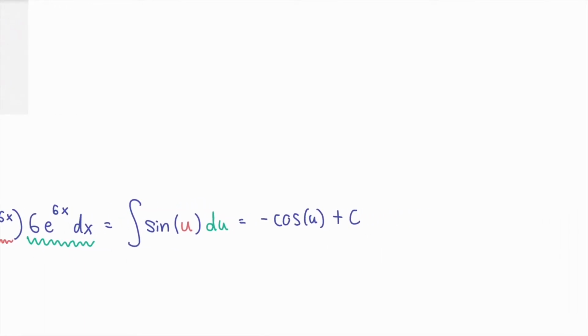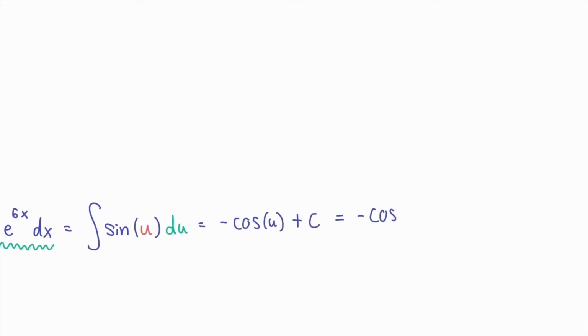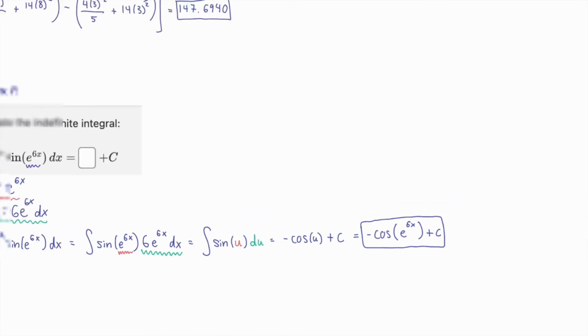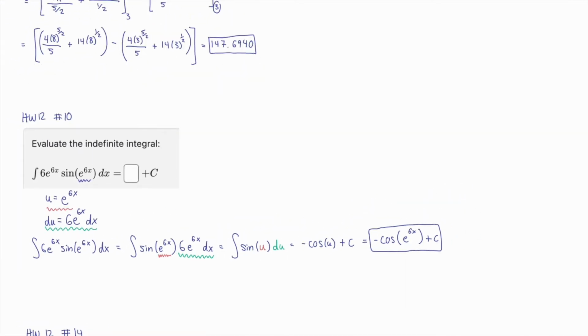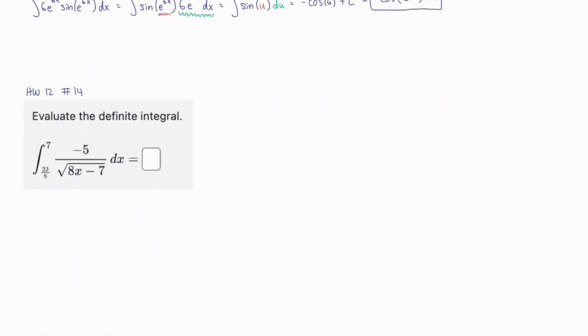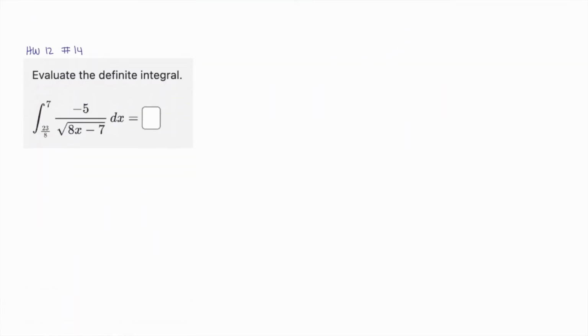And now our final step here is to just resubstitute in everything in terms of x. So I'll put e to the 6x in for u, and that will be our final answer. Okay, let's move on to the next problem. This is another one from homework 12. This is number 14, and this is another u substitution problem, but it's a little trickier than the last one.